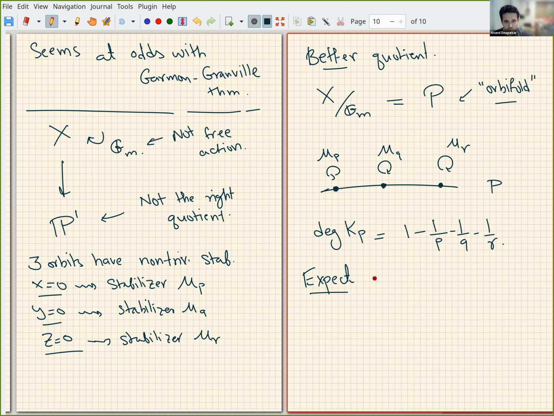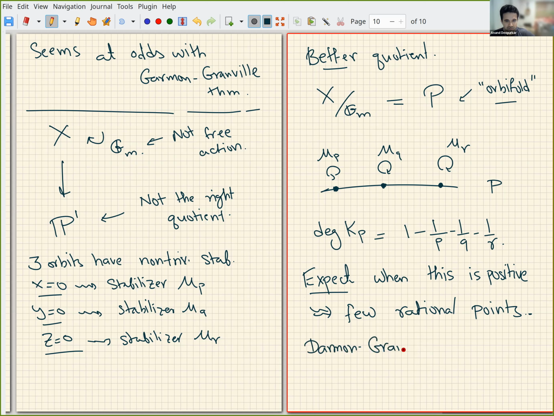We should expect that when this is positive, we have very few rational points. Which is exactly what the theorem claimed, of Darmon and Granville. And maybe this also suggests a way to prove it, and Darmon and Granville will exactly follow.